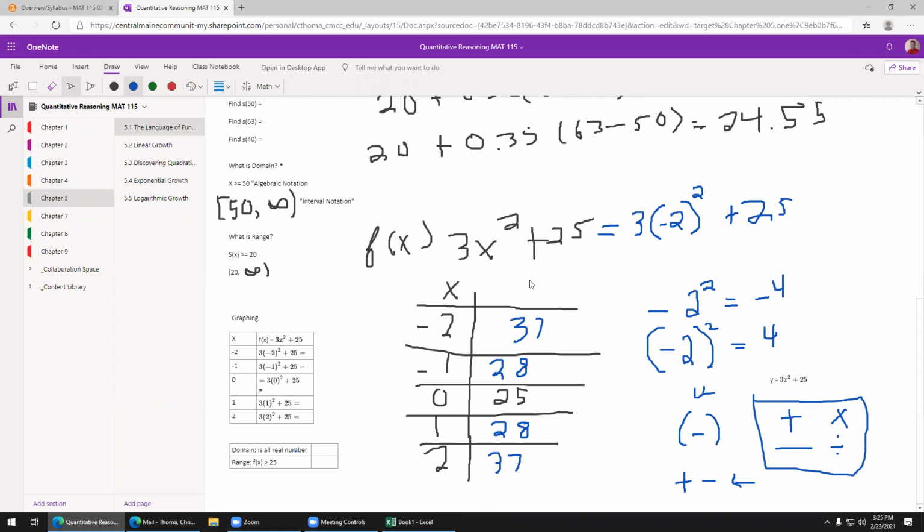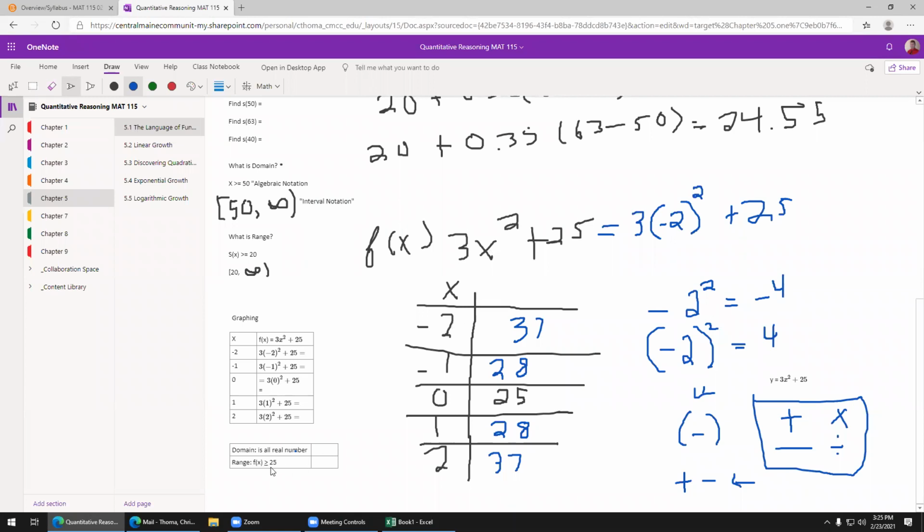But if you look at this function, are there any limits of what x can be? This is where it gets challenging, right? Because you got to ask yourself, you got to know your rules of algebra. Are there any rules against exponents? And the answer is no, right? X can be anything on an exponent. So since x can be anything, x is all real numbers.